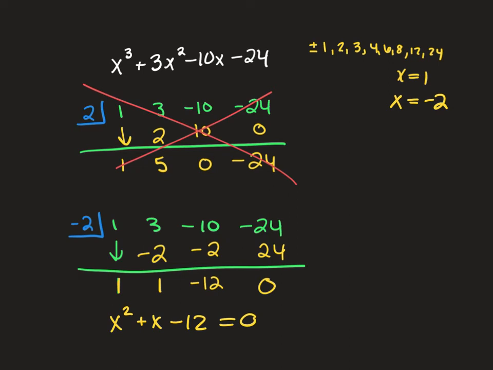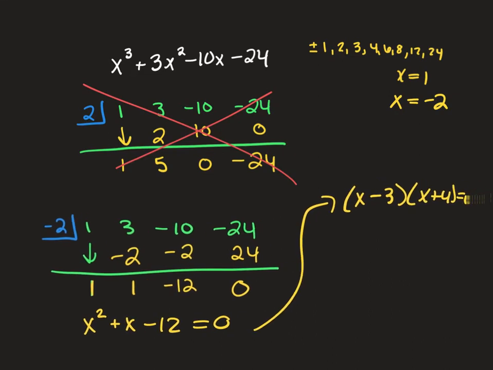So we know how to solve that, right? We can easily factor that. So factors of 12 with different signs that are going to give us a positive 1 would be x minus 3 and x plus 4, equals 0.